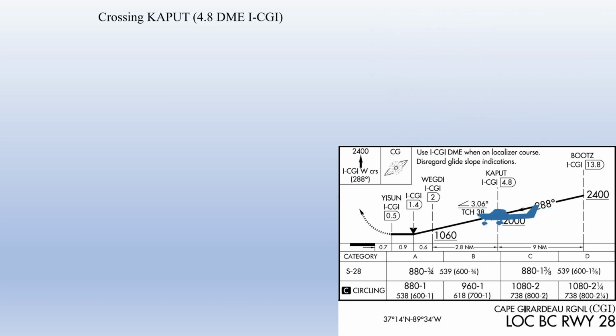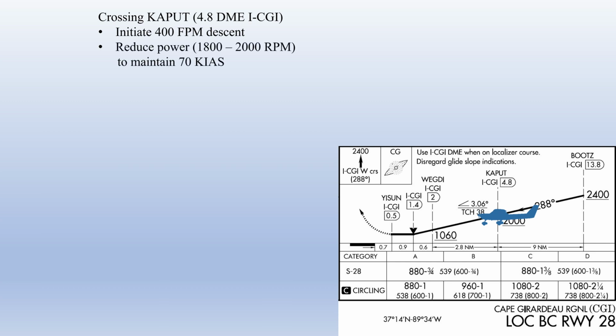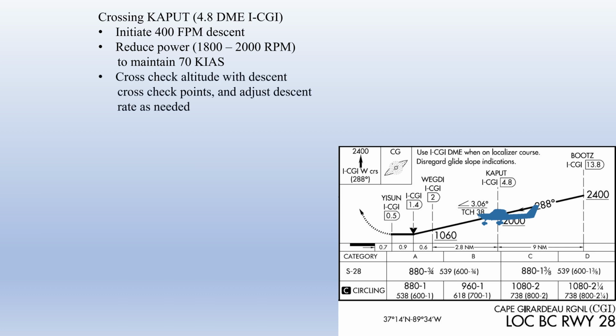So once we hit Kaput, which is 4.8 DME from the localizer transmitter, then we'll go ahead and start our descent. So we'll initiate a 400 foot per minute descent, in this case with the autopilot. We will reduce power to 1800 to 2000 RPMs to maintain 70 knots. We'll then cross-check our altitude with our descent with cross-check points and adjust the descent rate as needed. We'll talk a little bit about that here in just a little bit.